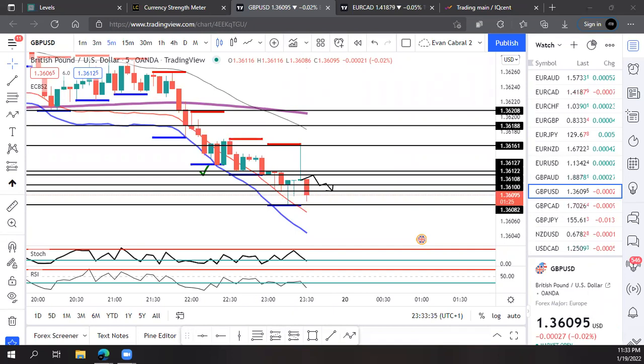What's the setting for the stochastic and RSI, please? I think the stochastic should be 5, 1, 1 or so. Length 5, the other ones are 1. RSI, I think the length is 4.